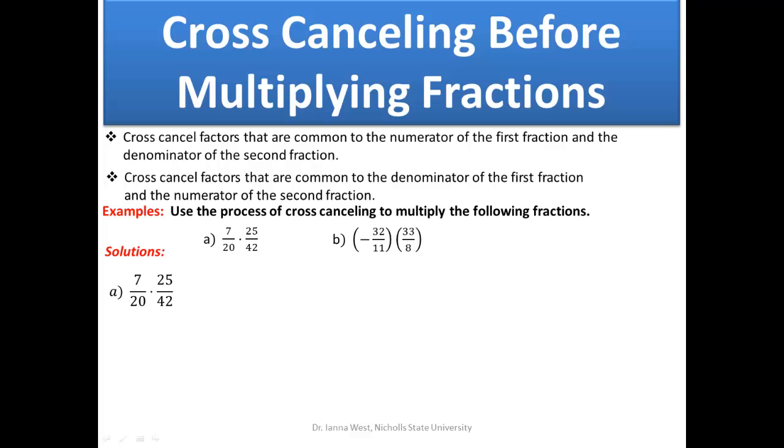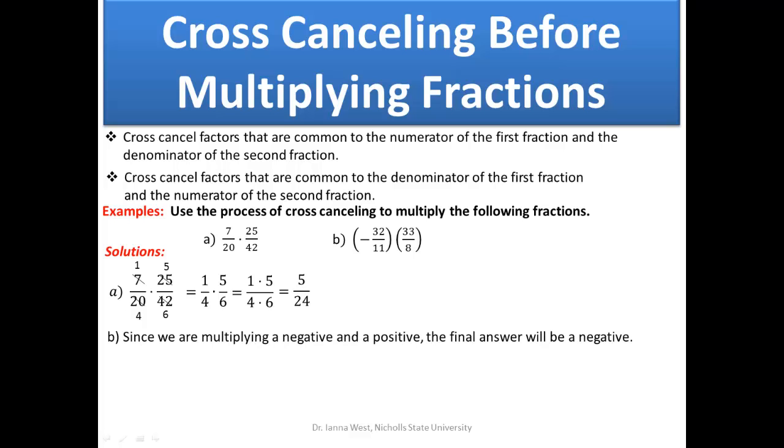We will start with 7 over 20 times 25 over 42. Notice that in the numerator of the first fraction is 7, and in the denominator of the second fraction is 42. These two numbers have 7 in common, or 7 will divide evenly into both of these numbers. That is, 7 goes into 7 one time, 7 goes into 42 6 times. Also notice that the denominator of the first fraction has a 5 in common with the numerator of the second fraction. 5 goes into 20 4 times, and 5 goes into 25 5 times. This reduces our product to 1/4 times 5/6. When we multiply the numerators and multiply the denominators, we get our final answer, 5/24. This is already in lowest terms.